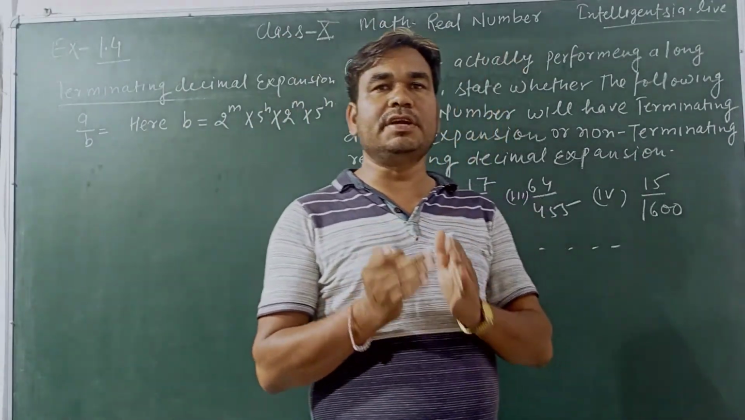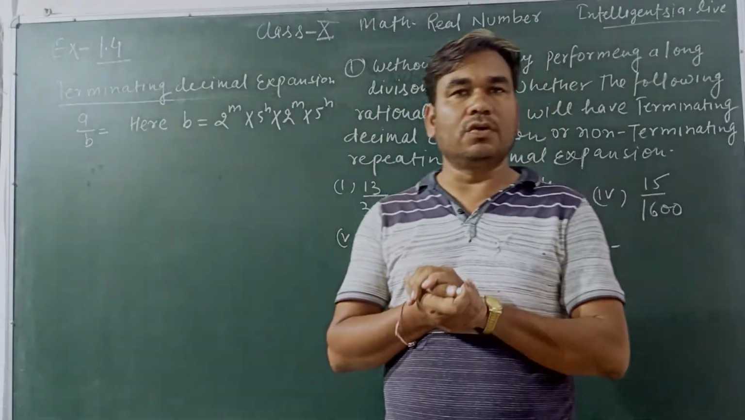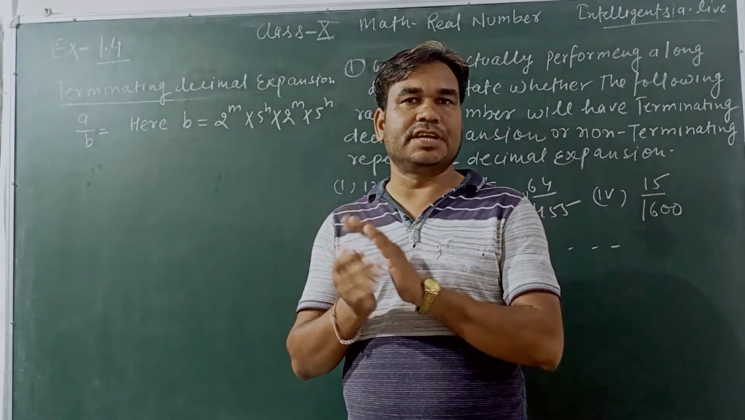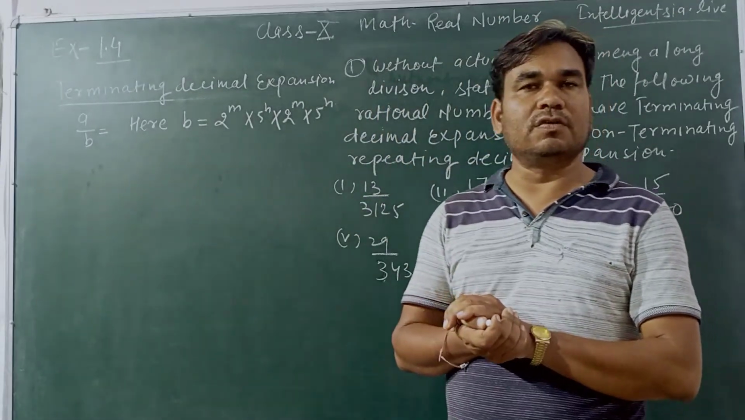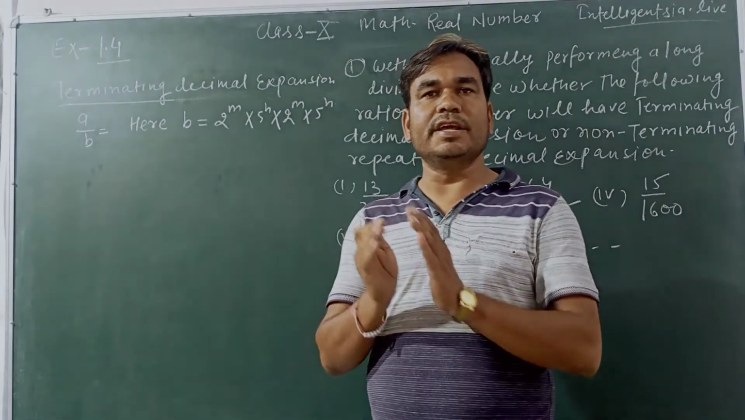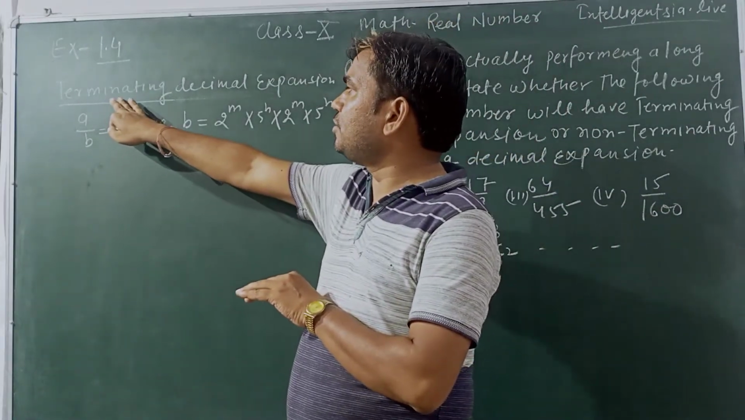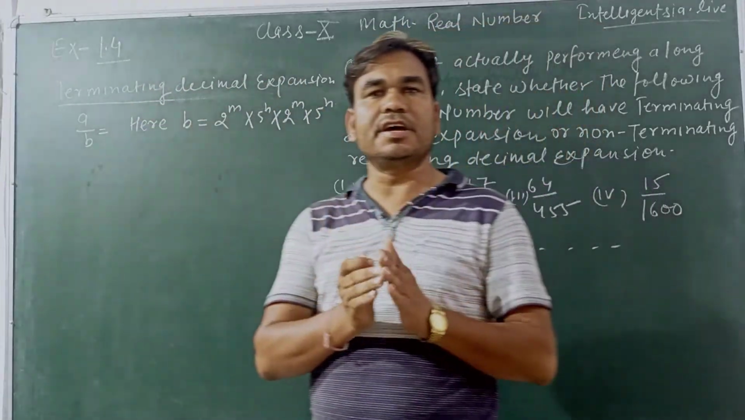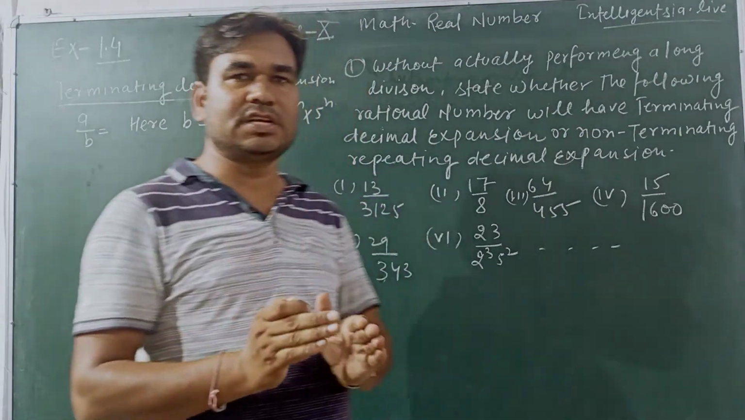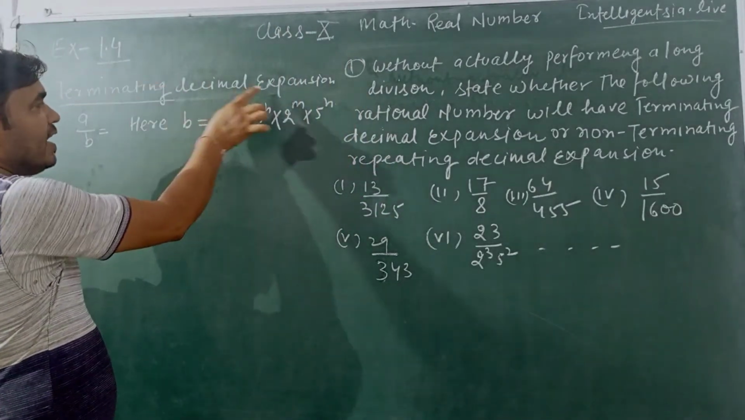Here, students, we discuss exercise 1.4 of Real Numbers, class 10th mathematics. Before going to exercise 1.4, we have to clear some basic facts, just like we studied about terminating decimal expansion and non-terminating decimal expansion. So first we see terminating decimal expansion.